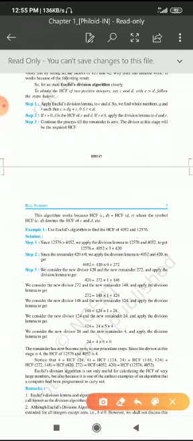So in which step do we get the remainder as 0? That divisor will be the HCF of the given two numbers. What is the divisor here? 4 is the divisor. So the HCF of the given two numbers will be 4.